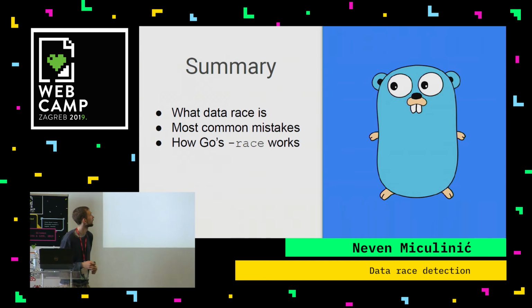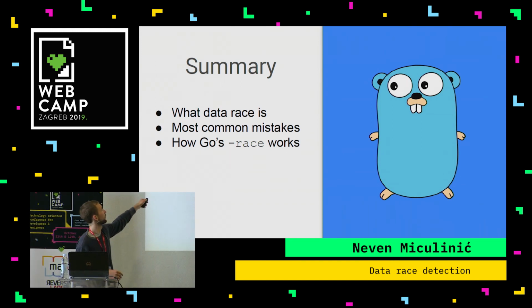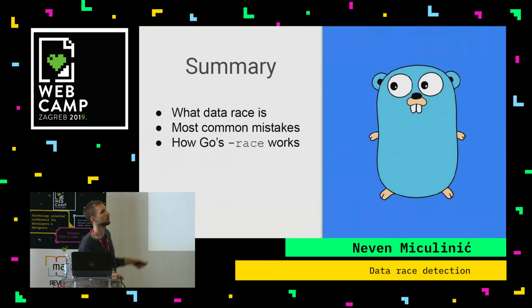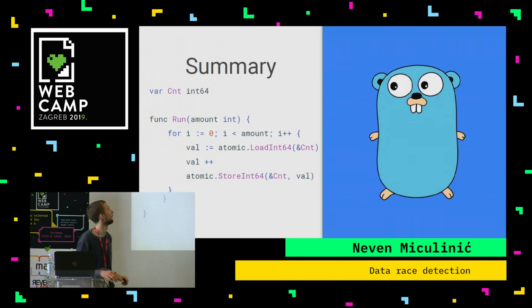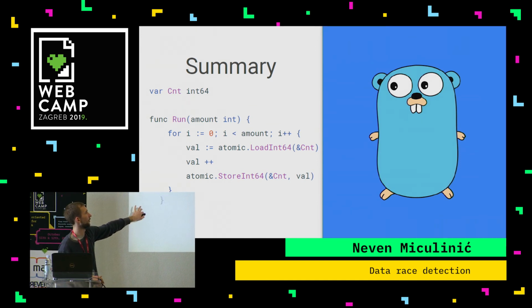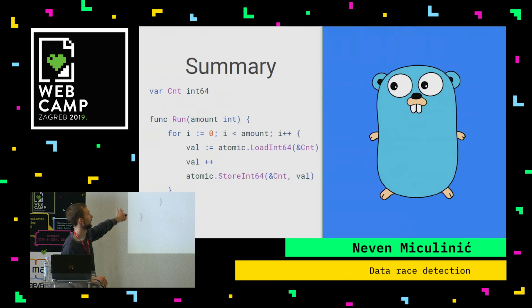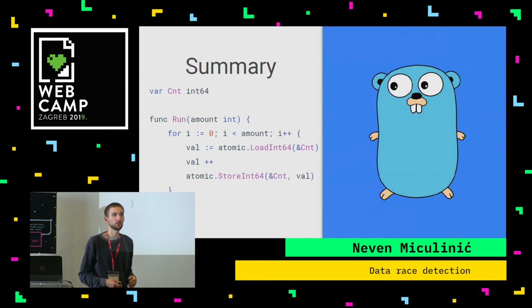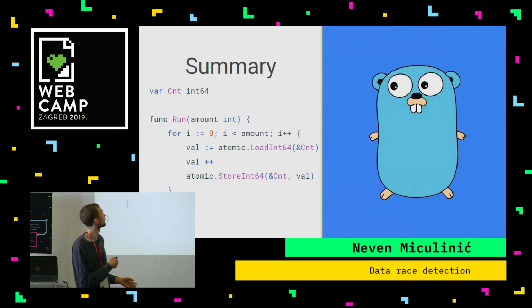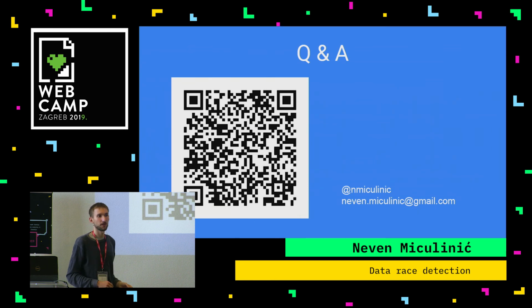To finish the thought, in this talk, I summarized what a data race is, I covered the most common mistakes, and how Go's -race works. However, this is not a panacea. If you do something like this, you do an atomic load of this integer variable, increment it, and atomic store, you would fool the data race detector. But this isn't probably something you want in your code. Thank you, and I'm now ready for questions.